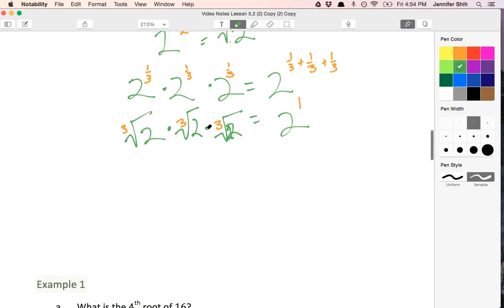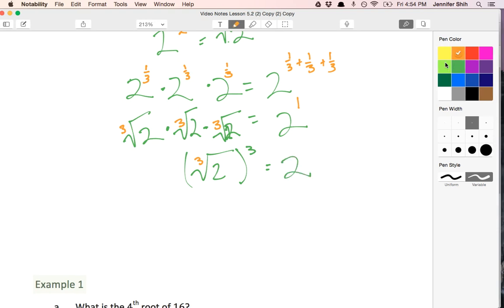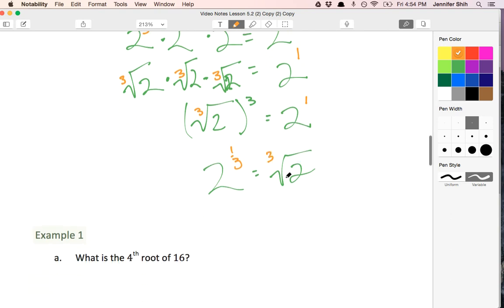Cube root of 2 times the cube root of 2 times the cube root of 2. If you cube the cube root of 2, you're going to end up getting the inside of the radical back. So does that mean that 2 to the 1/3 is equal to the cube root of 2? It totally means that. And does it work for all?